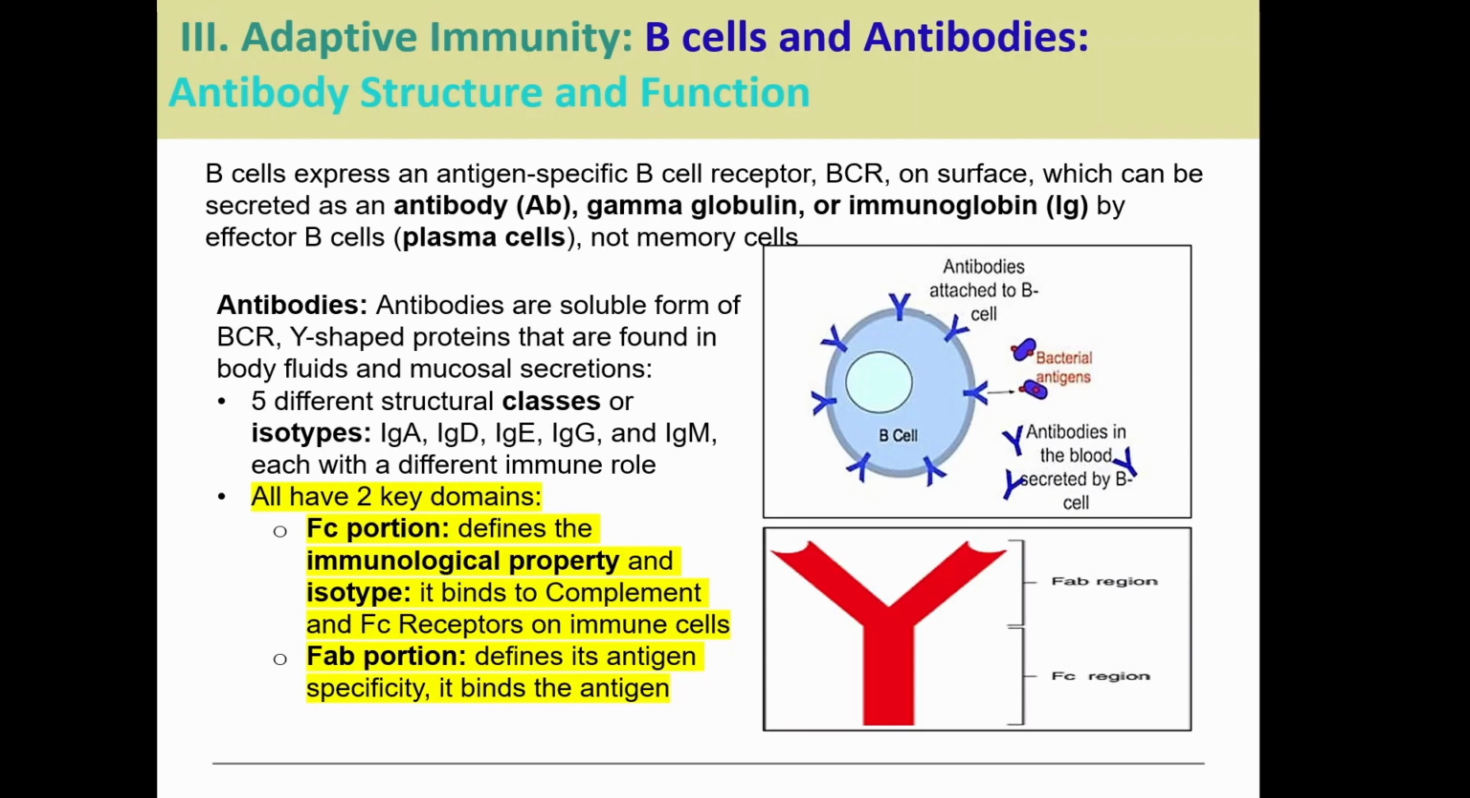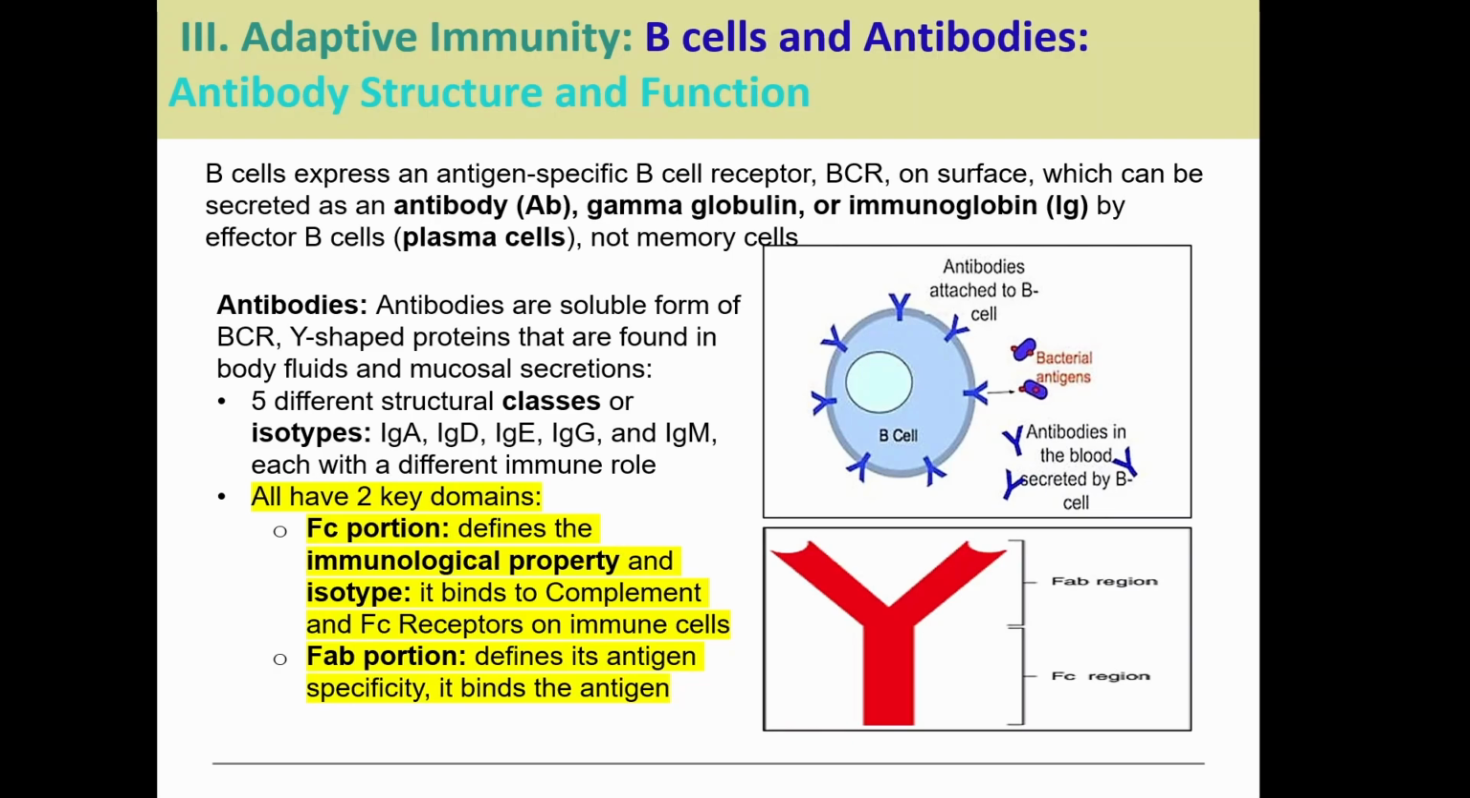Each of them have a different role, right? So they're all going to be similar, but they do different things when it comes to immunity. There's 2 key parts. There's the FC portion. This defines like the isotype, right? So which class does it belong to and whatever. And then the Fab region, this is for the specific antigen. So I know it's kind of a little complicated language here, but FC, this is the class. So think C for class. AB, antigens, antibody, right? That's how you can probably try to remember it.